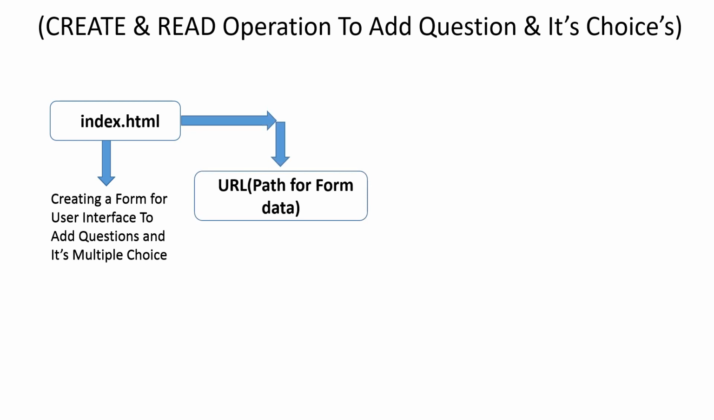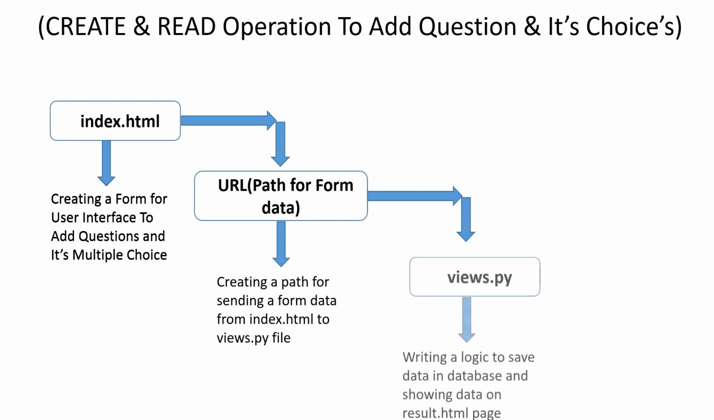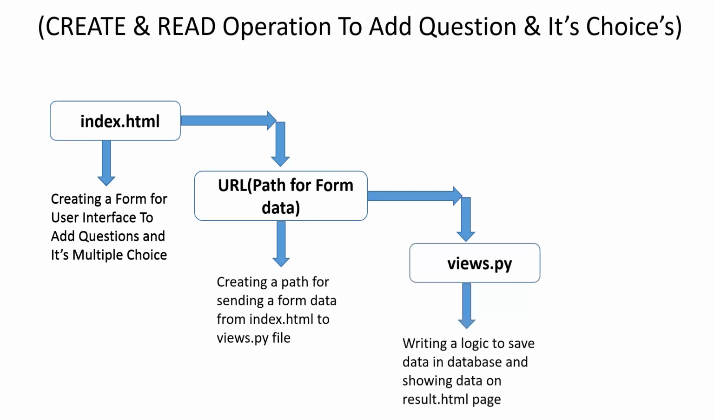Then we created a URL, that means a path for sending form data from index.html to the views.py file. Then in the views, we wrote logic to save the data in the database and show the data on the result.html page. Okay. So that means our data was saved in the database, and from that database we can retrieve the data. So that was the previous operation.